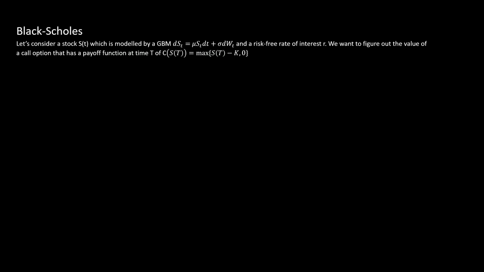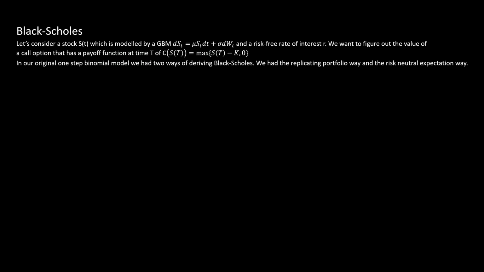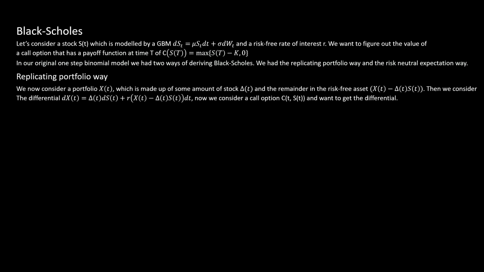So let's remember in the one-step binomial model, we had two methods for getting the value of our call option. We had a replicating portfolio method and a risk-neutral expectation method. The one we are actually going to use is the risk-neutral expectation method. But before we do that, we're going to take a quick look at the replicating portfolio. So, for our replicating portfolio, we're going to have a portfolio X(t), which is made up of some amount of the stock, delta(t), and we're going to have the remainder in the risk-free asset. This can actually be positive or negative, because you can think of it as saving in the bank or borrowing from the bank.